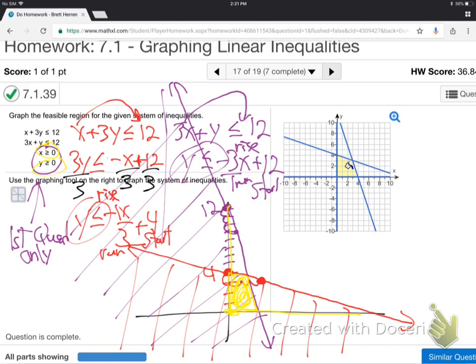This corner is easy, 0, 0. But then we're going to have to do a little work to find this. Well, that one's up 4, that one's easy. But this one's a little harder. It's where the two lines intersect. We'll have to find where they intersect. And then this little dot right here. We're going to find those four corners and plug them into the objective function.